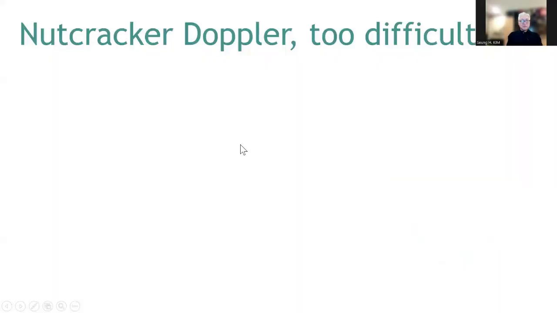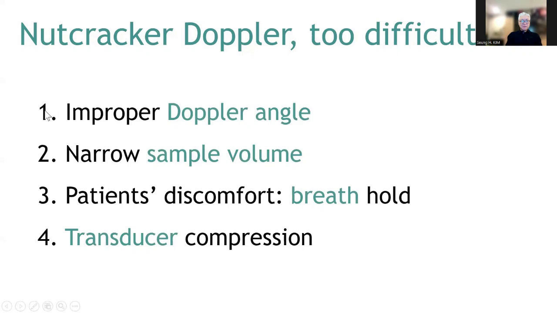I thought over why patients feel difficulty in nutcracker Doppler diagnosis. Probably there are four reasons why people trying to do Doppler diagnosis of nutcracker have difficulty. First is the Doppler angle. If we do not have a proper Doppler angle, the procedure will be difficult. And the second issue is sample volume.